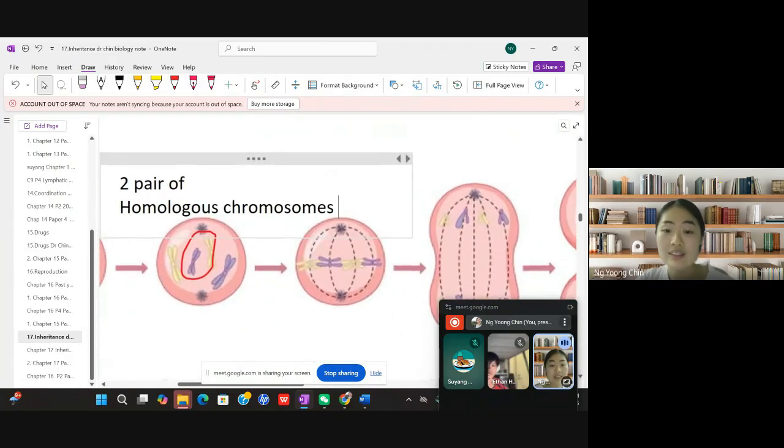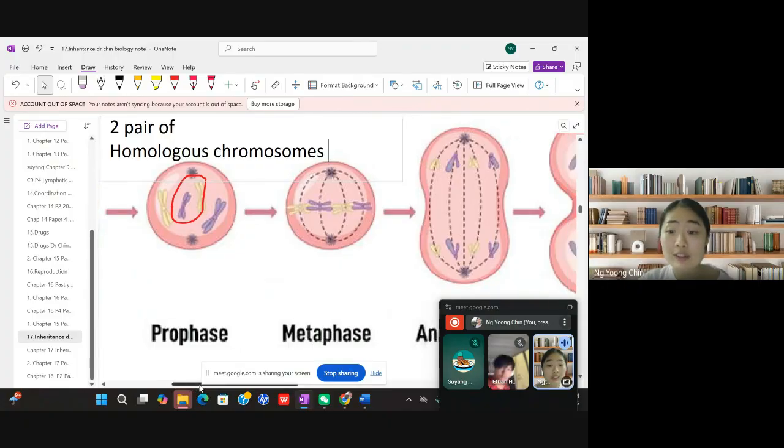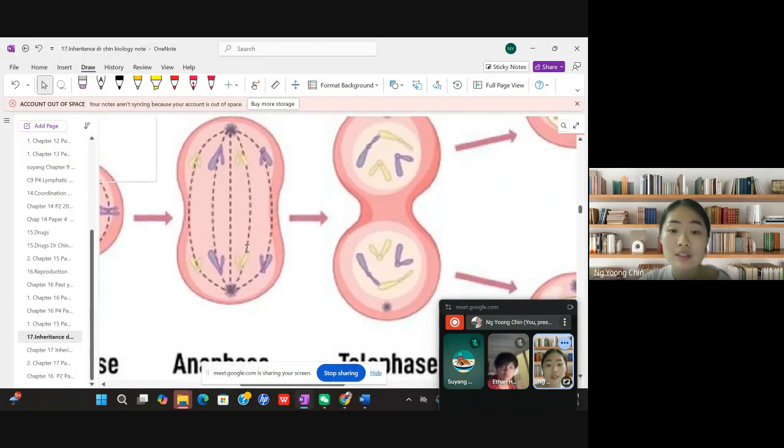If you align, you can see during metaphase you align them in the center, and then in the anaphase you separate them. So you can see how they separate the chromosomes. There will be spindle fibers. On this side, they will require centriole. Centriole will produce spindle fiber.